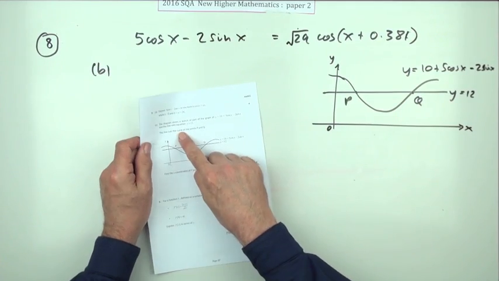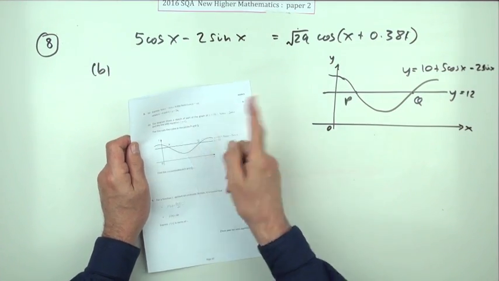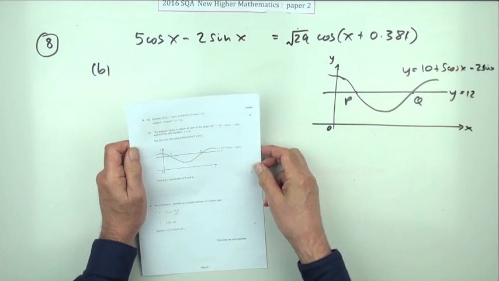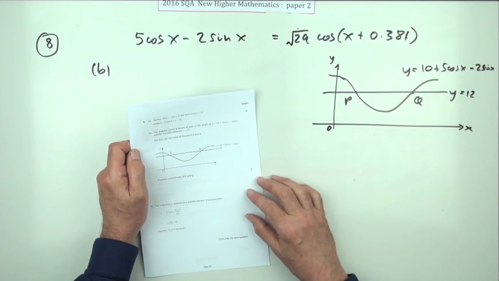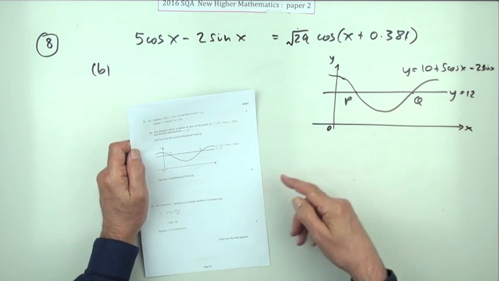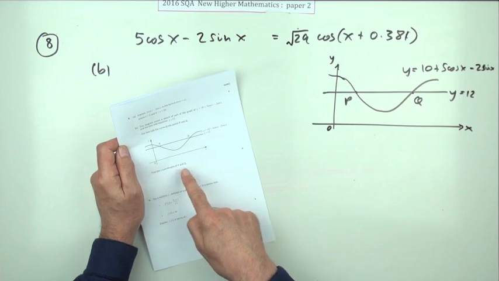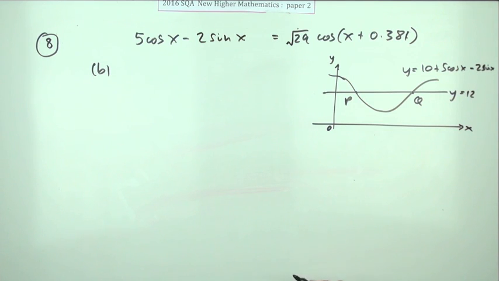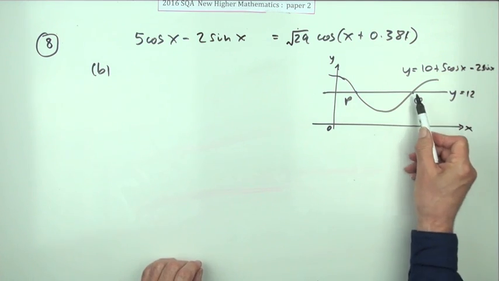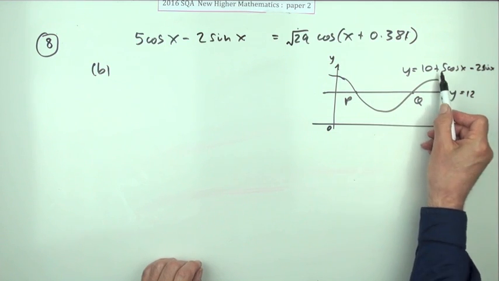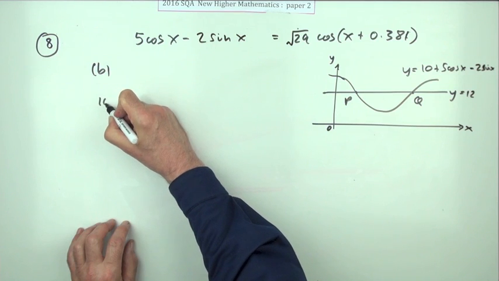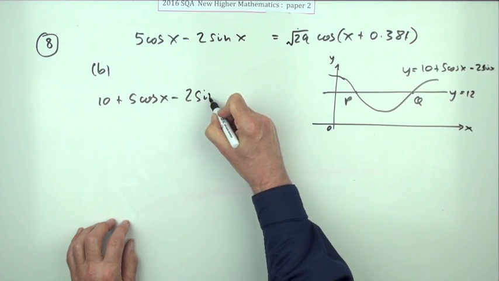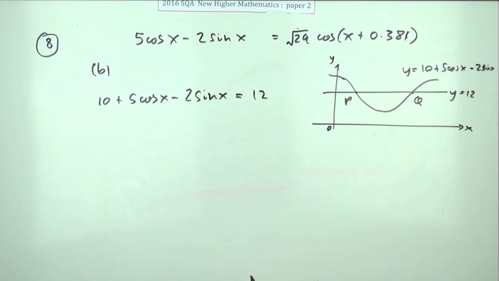Now in part B, there's a diagram that says, this shows a sketch of part of the graph of 10 plus this expression and the line y equals 12. They intersect at P and Q, and you have to find just the x coordinates of P and Q. We know the y coordinates are 12 anyway, for 4 marks. Well, I'll make the obvious statement first of all. At the points of intersection, these two must give the same answer. So I should say 10 plus 5 cos x minus 2 sine x should equal 12.